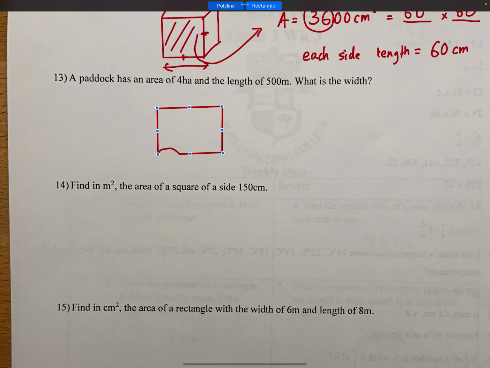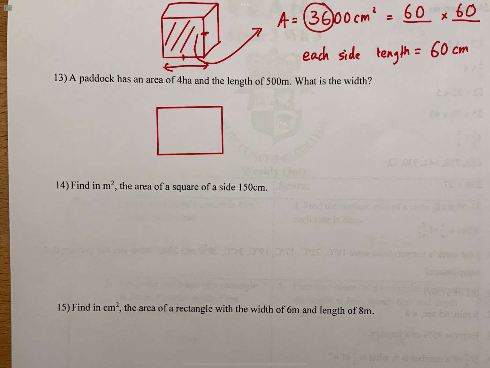Okay. Yes. And this one has an area of 4 hectares, and the length of 500 meters. So 500 meters. What's the width? Okay, so the width, I'm just gonna call it W for width. To find the area of this paddock, we say area equals length times width. So that's 500 times the width, and it gave us 4 hectares.